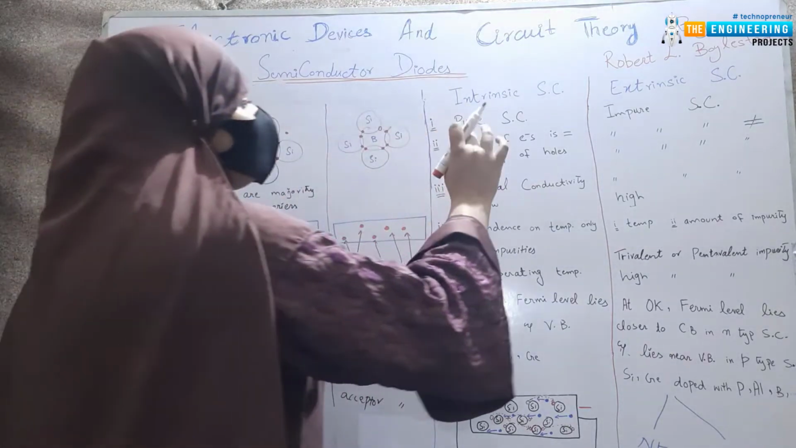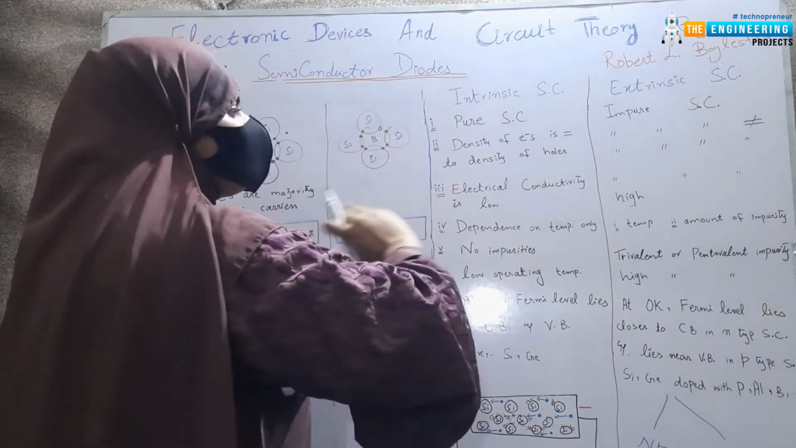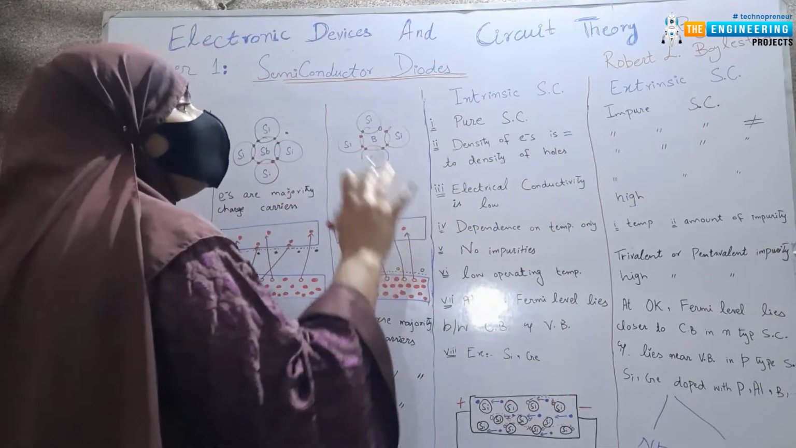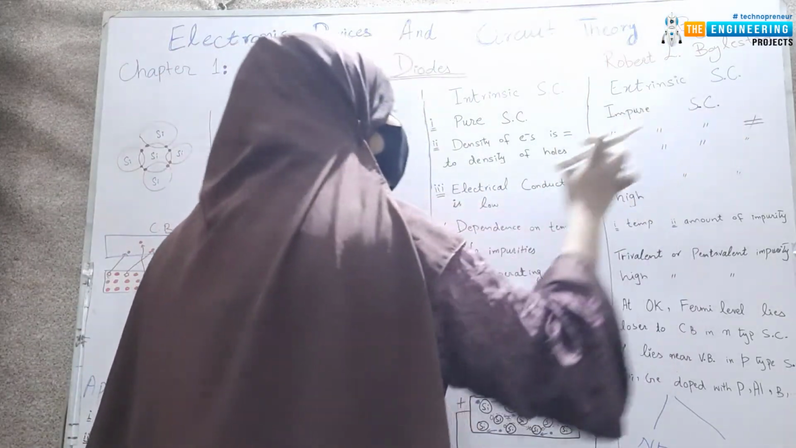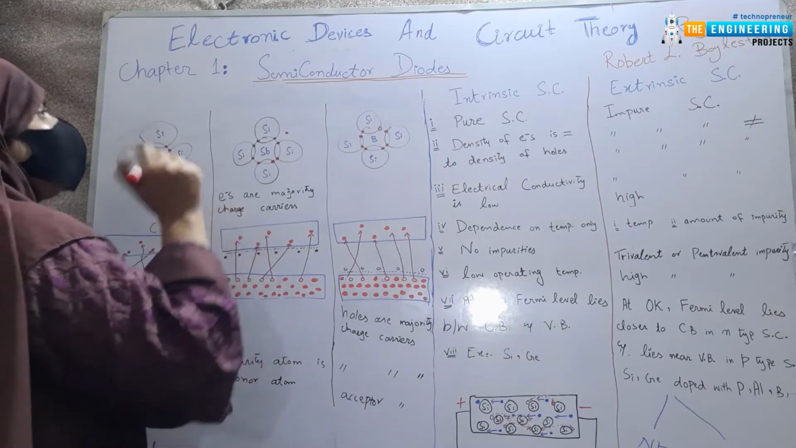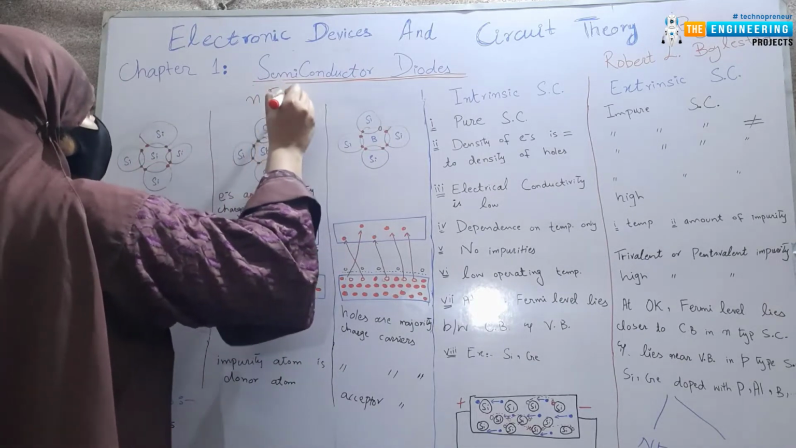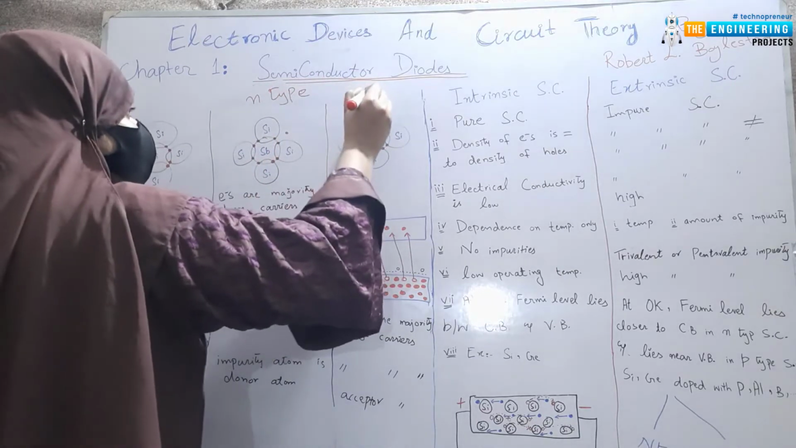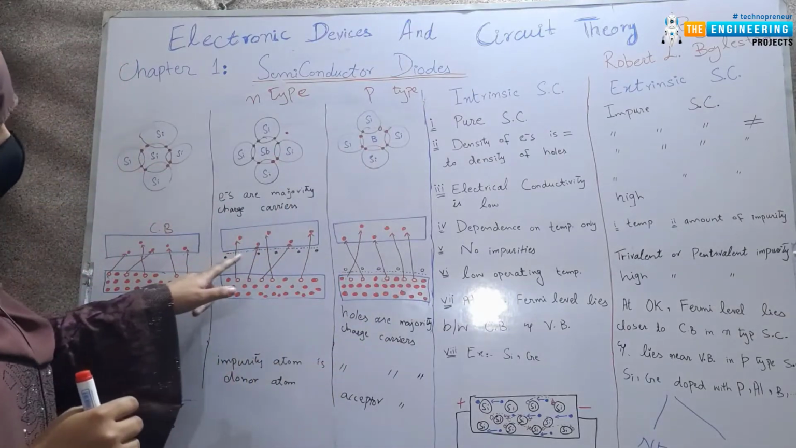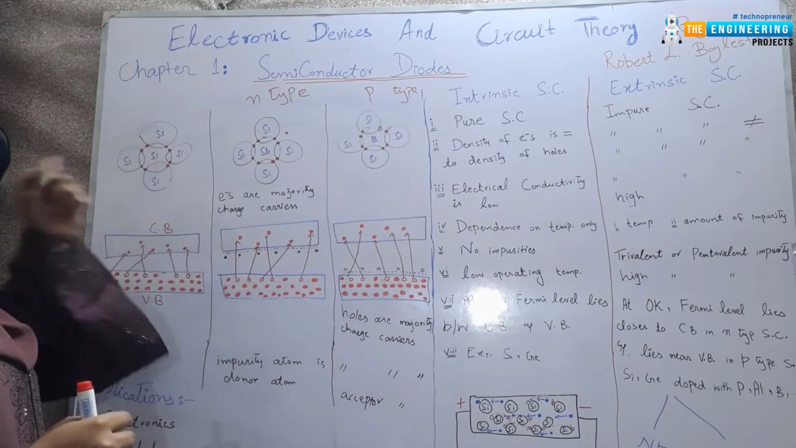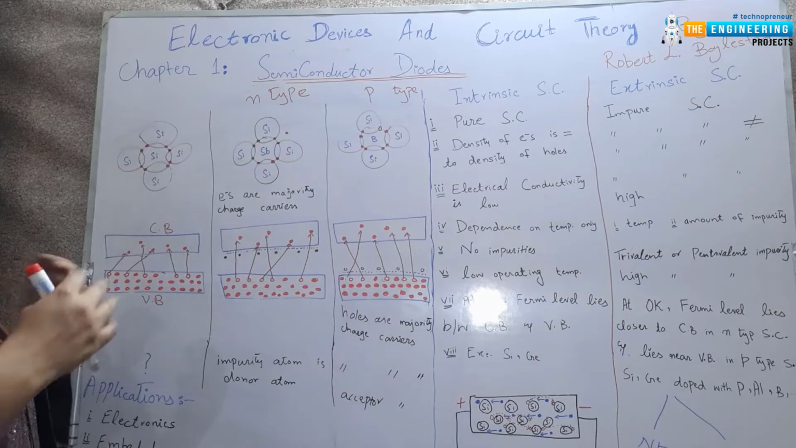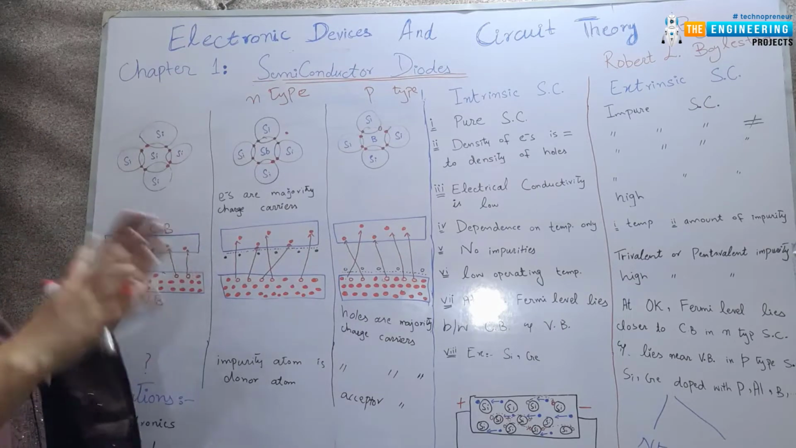But in this case, the density of electrons in the conduction band is not equal to the density of holes in the valence band. You can see here that this is the n-type semiconductor and this is the p-type semiconductor. And in this case, there are fewer electrons which can go into the conduction band, and here are fewer holes which can go into the valence band. So the density of electrons and holes will not be equal.